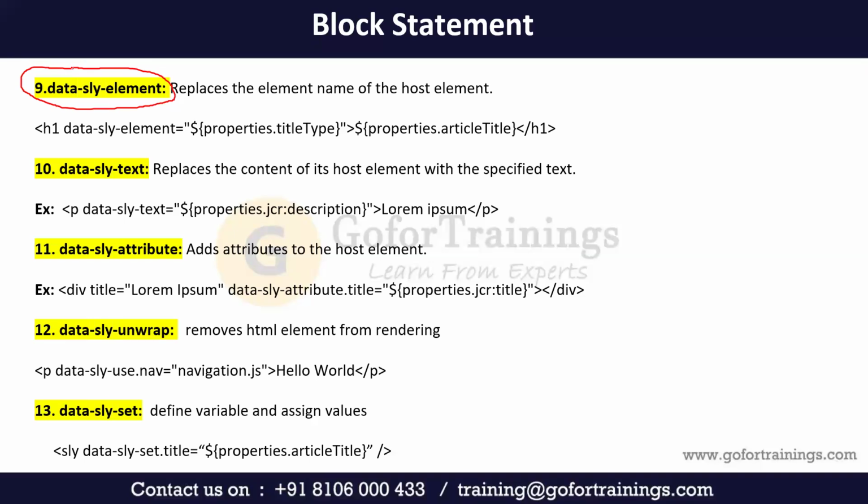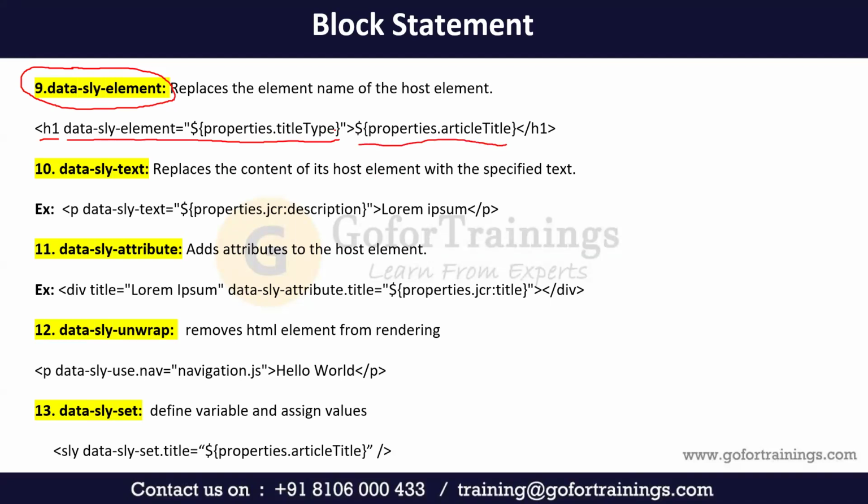But we can make that element dynamic by using data-sly-element. Check this syntax. H1 is one element, and then I'm using data-sly-element equal properties.titleType. If you remember, we have created one selector, a drop down, for this title type, with values H1, H2, H3 and H4. Four different values are given in the drop down. And then we inject the article title.